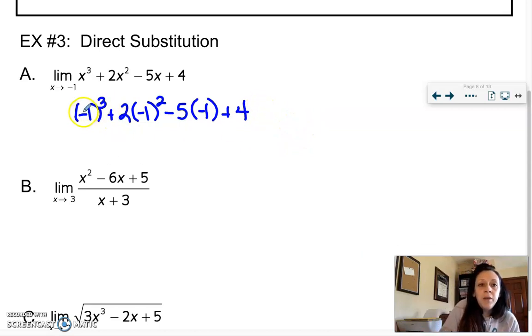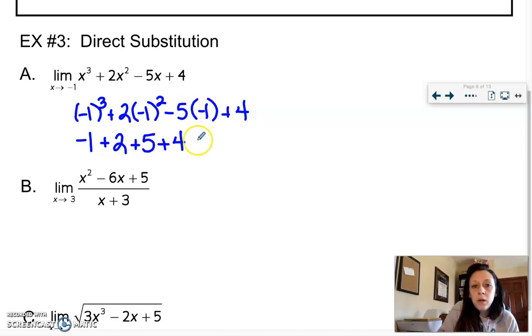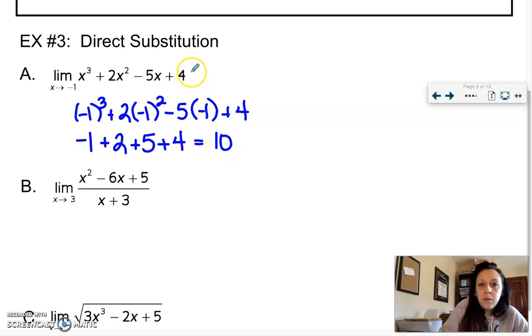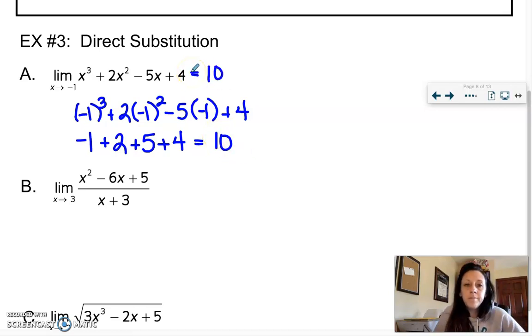So we're going to do the math. -1 to the third is -1. This would be -1 squared is +1 times 2 would be 2. Plus 5 plus 4, 9, 10, 11, 10. Is anybody getting 10 for that? Yeah, 10 looks like it's the right answer. So this limit would be equal to 10.